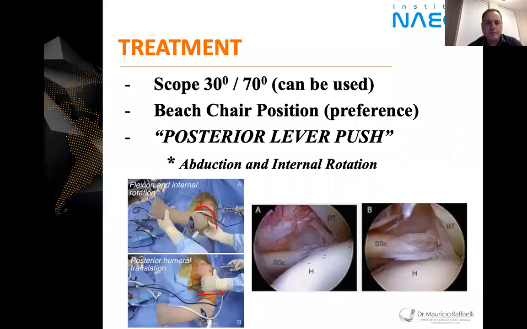The important thing in this arthroscopy surgery is to perform the posterior lever push, with internal rotation of the arm, abduction of the arm, and a little traction on the humerus, posterior traction, to improve the view. Look at this case. If you have only rotation, you cannot see the subscapularis. When you do the posterior lever push, you can see the lesion perfectly in this case.